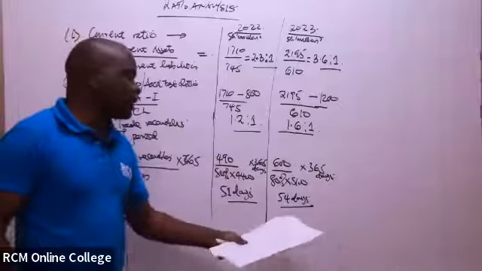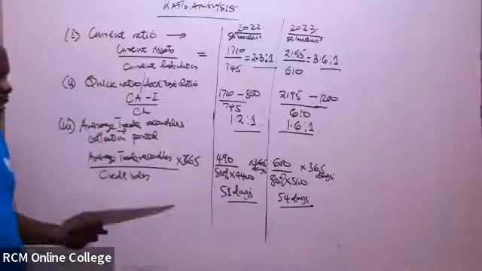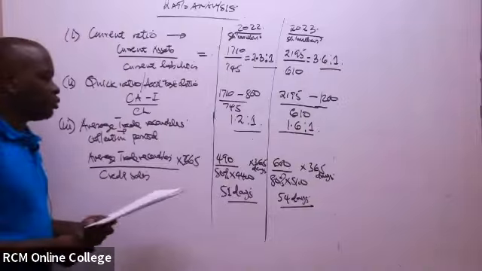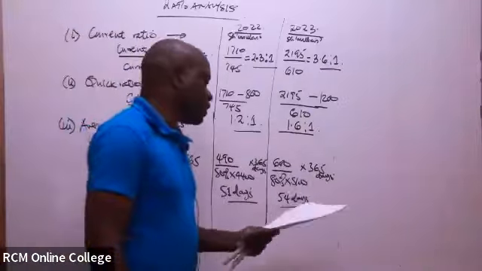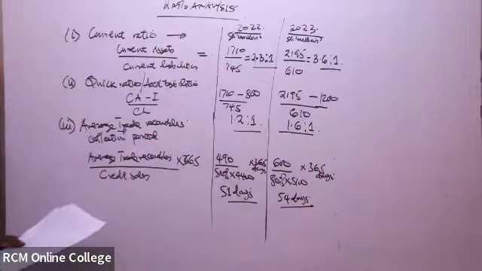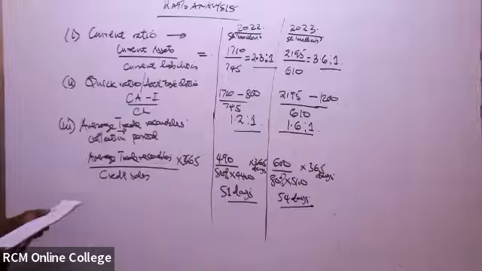So here, they were taking long to collect from their debtors, or to turn their debtors into cash. To turn their debtors into cash, they were taking longer in the year 2023. So that is the average trade receivables collection period.